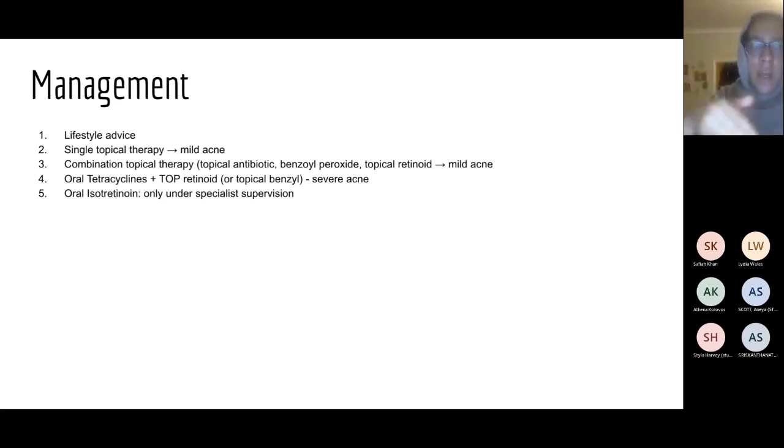But there is a really nice ladder, or sort of progression, in terms of treatment. And I would advise looking at the NICE guidelines, because I think they explain it quite nicely in terms of the steps up that you can use for people who have acne.